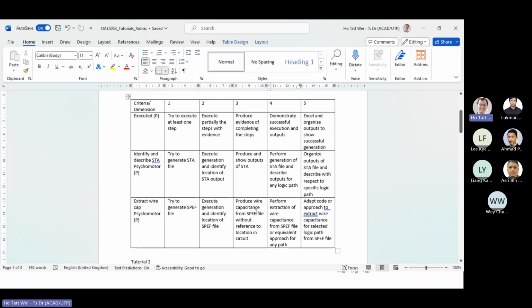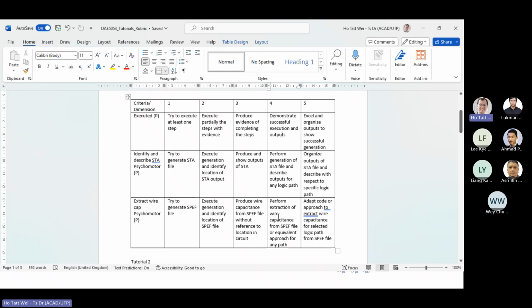So similar to extracting the wire cap, if you were just to show me a file, right? And then you just tell me you can get that file, and then you just let me read that you can actually pull it out, but you don't tell me this is where I find the capacitance, what's the capacitance value, where is it, then that's a 3.